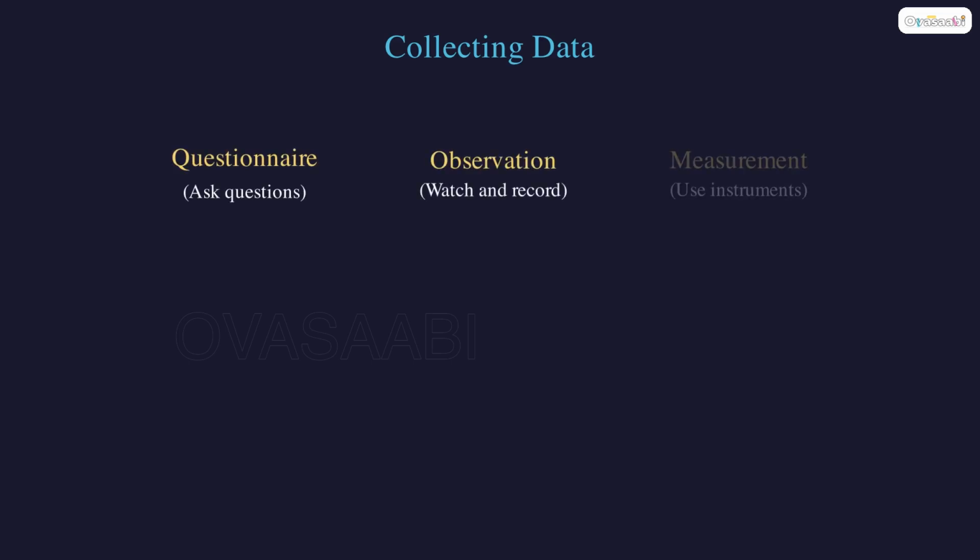First, we collect data. We can use questionnaires, direct observation, or measurements, like counting how many oranges each trader sells in the market today.